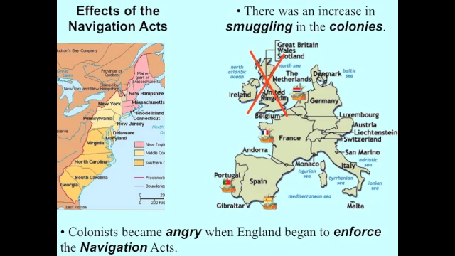The British were, of course, against it, which led to an increase of smuggling in the colonies because now they were trying to sell on the down low to other countries instead of going to England like they were supposed to. And then England started to enforce these Navigation Acts, and if you were caught violating these Navigation Acts and selling to someone besides England, you would get into serious trouble, usually really heavy fines.